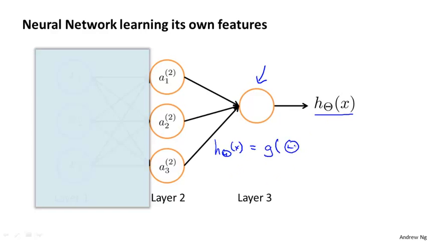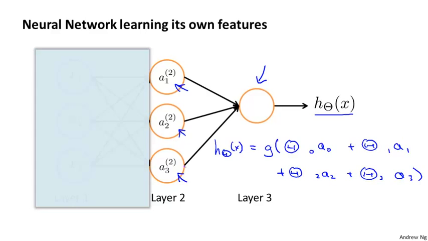which is my sigmoid activation function, times theta 0 times a0, which is equal to 1, plus theta 1 plus theta 2 times a2 plus theta 3 times a3, where the values a1, a2, a3 are those given by these three hidden units. Now, to be actually consistent with our earlier notation, I would need to fill in these superscript 2's everywhere. And I also have these indices 1 there because I have only one output unit.